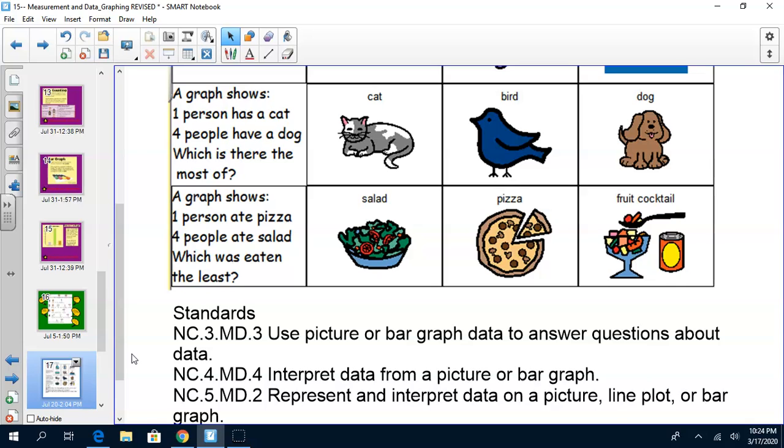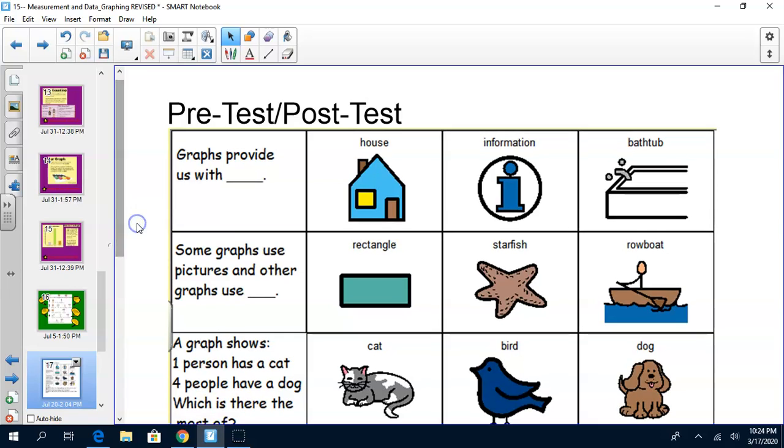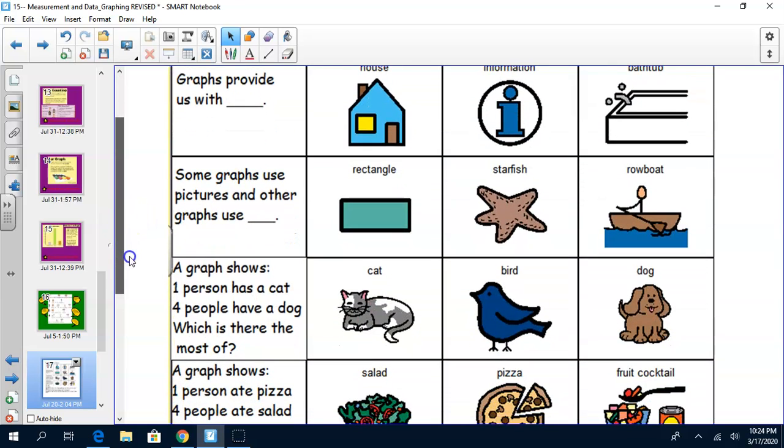Okay, now that I've given you guys some time to think through that, let's just review our answers. So if we go up here to the first one, graphs provide us with information, and that was one part of our repeated storyline. Some graphs use pictures, and other graphs use rectangles. And again, I know that one's a little bit tricky, so we may revise that one next year, but if you go back to the text, the answer was rectangle.